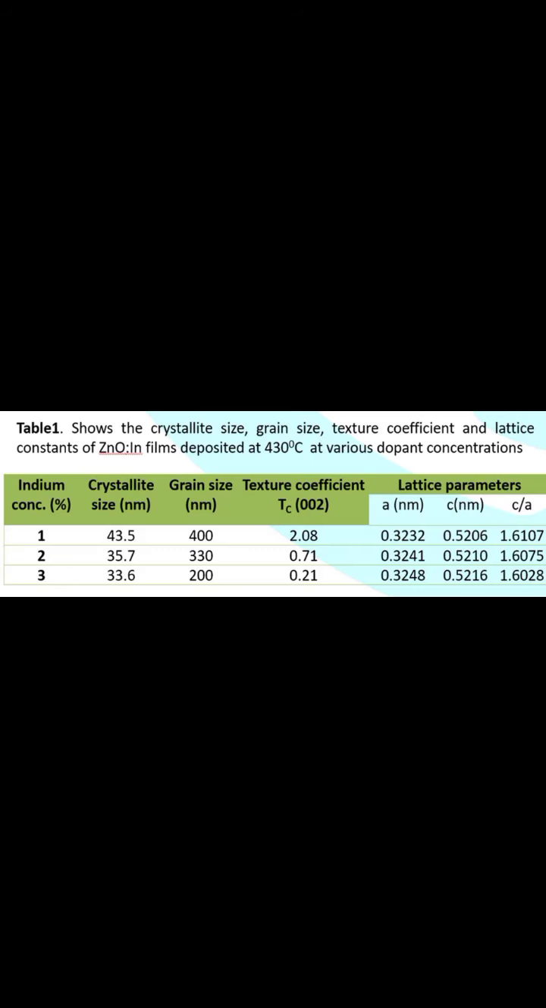In Table 1 we show the crystallite size, grain size, texture coefficient, and lattice constants of zinc oxide indium. Figure 3 shows scanning electron micrographs of undoped zinc oxide thin film and for 3 different ratios, 1, 2, and 3% weight.